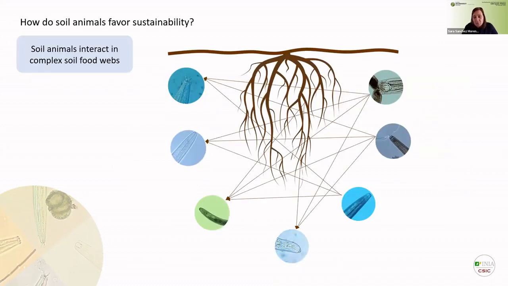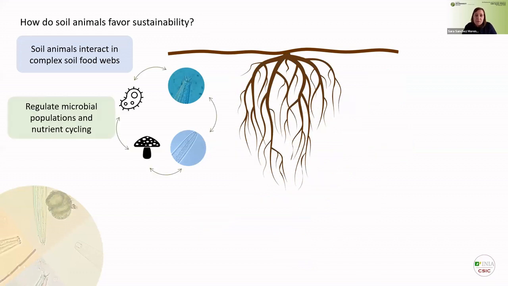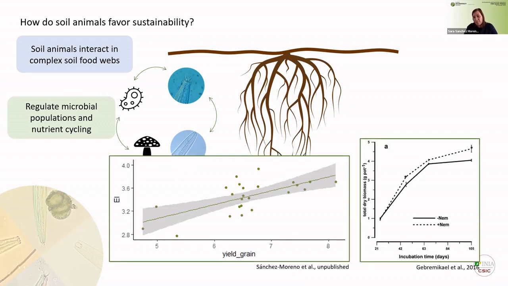So my research lines deal with how soil animals favor sustainability. Soil animals interact in extremely complex soil food webs, and they interact through trophic and non-trophic relationships with one another and with other components of the soil biota. For example, many nematodes and many other soil animals are bacterivores and fungivores, and they feed on bacteria and fungi, and they regulate microbial populations and nutrient cycling, increasing soil fertility.